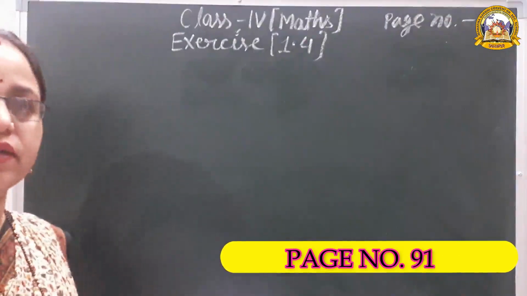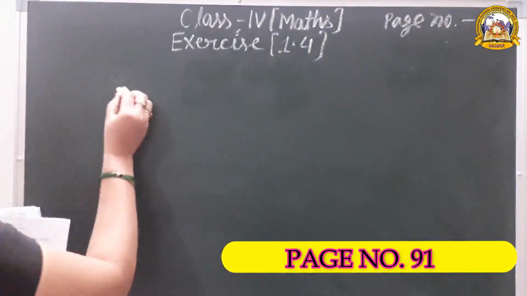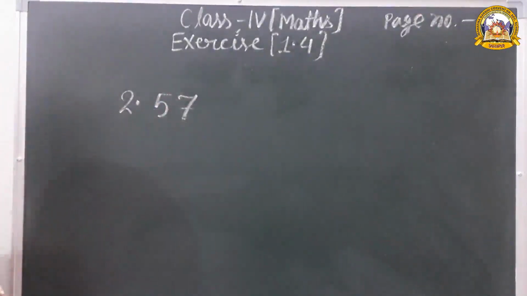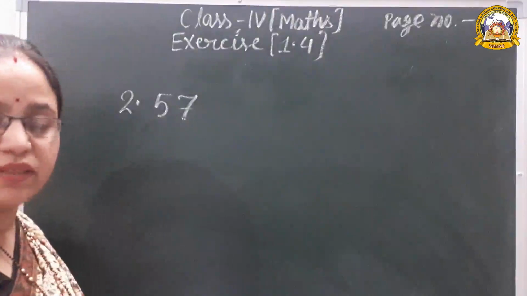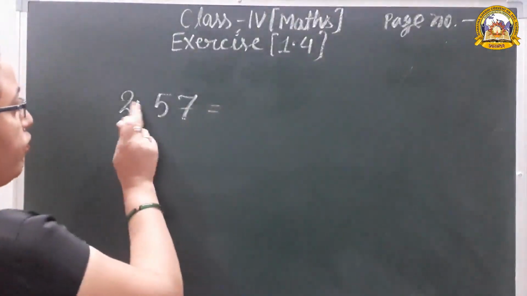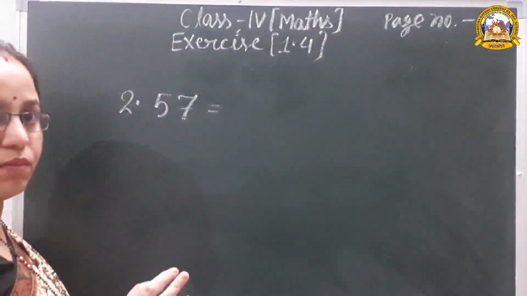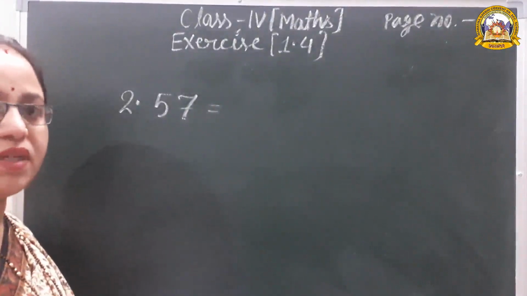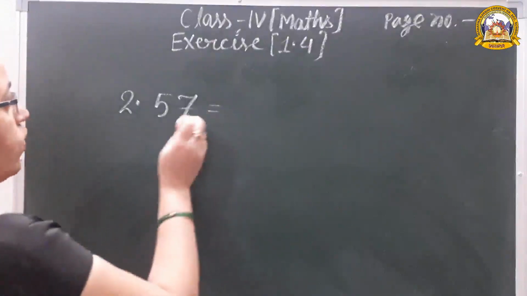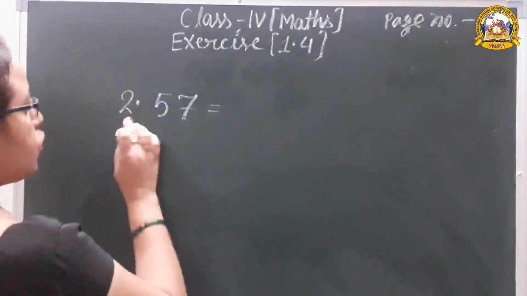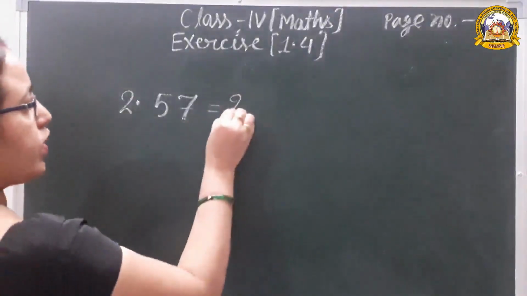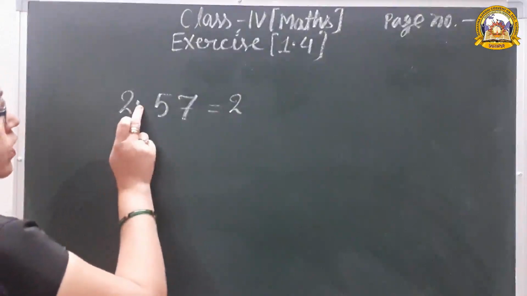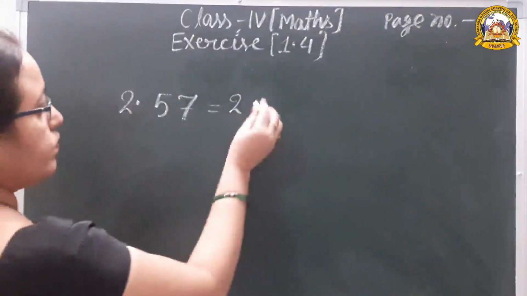How to expand the decimal number? Suppose the number 2.57. This is the decimal number. And how can we expand it? Before the decimal is a whole number, and you are already aware of how we can expand a whole number. So 2 is on the ones place. After 2, there is the decimal.